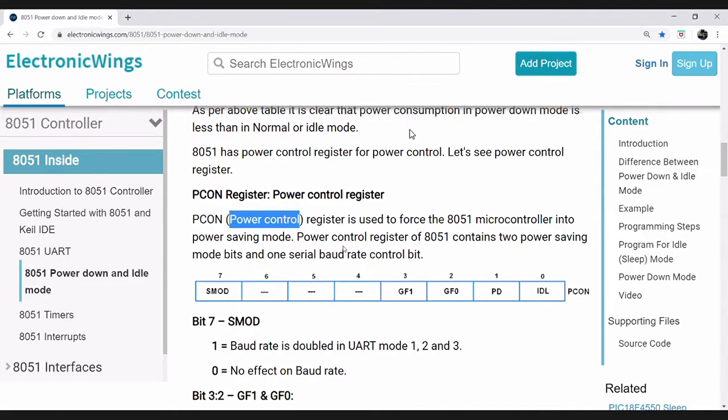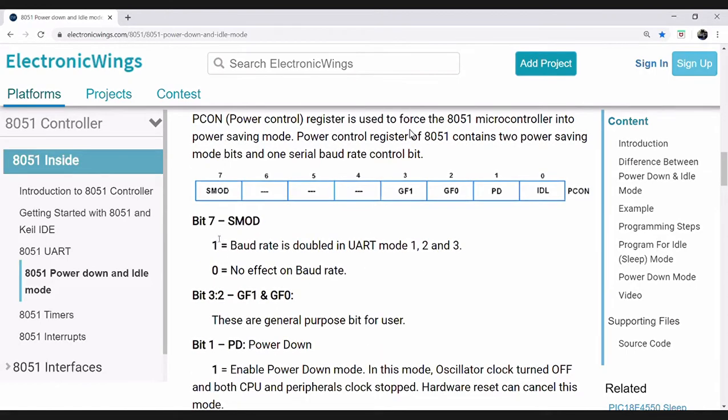Now this is the PCON register. Bit number 0 and bit number 1 are dedicated to idle mode and power down mode. Bits 2 and 3 are related to the general purpose flag bits, and bit 7 is to control the serial baud rate.